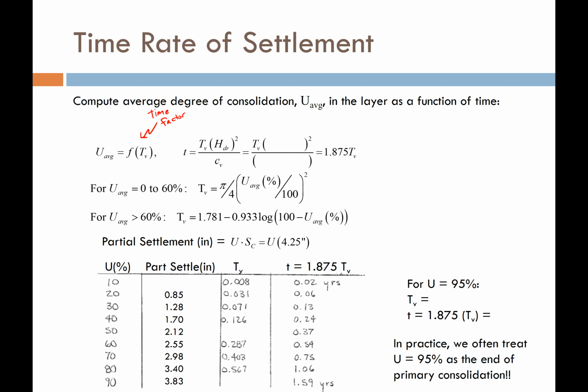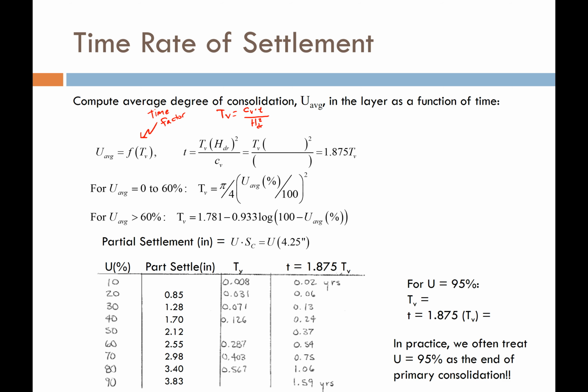And you'll recall that T sub V is equal to the coefficient of consolidation times the time, divided by the maximum distance for a drop of water to drain out of the soil, squared. So if we reorganize this equation to solve for time, then the equation is going to look like this.